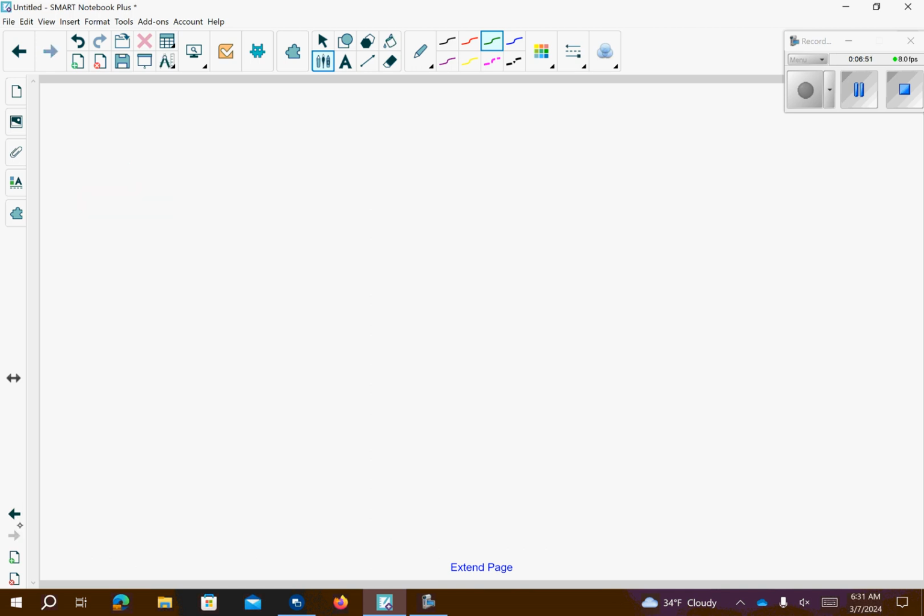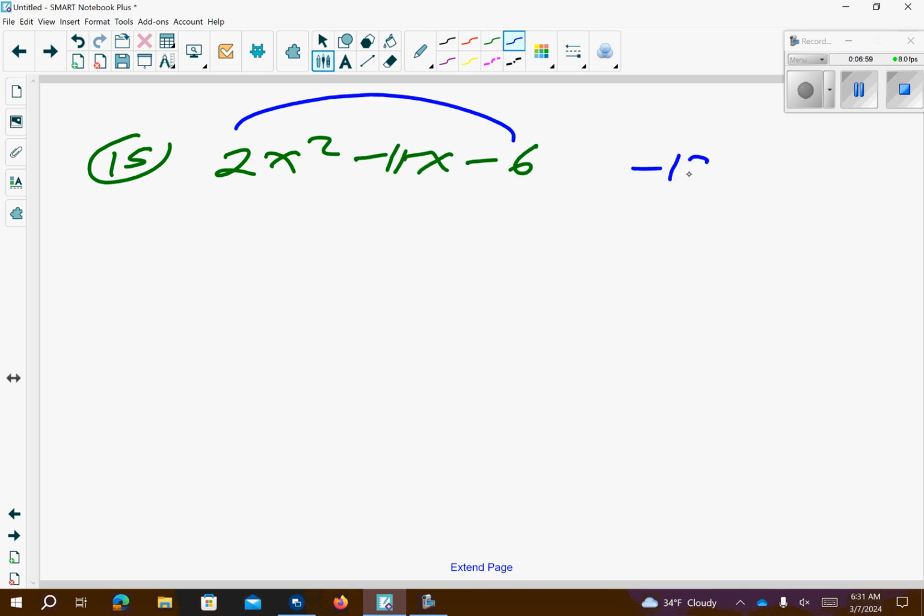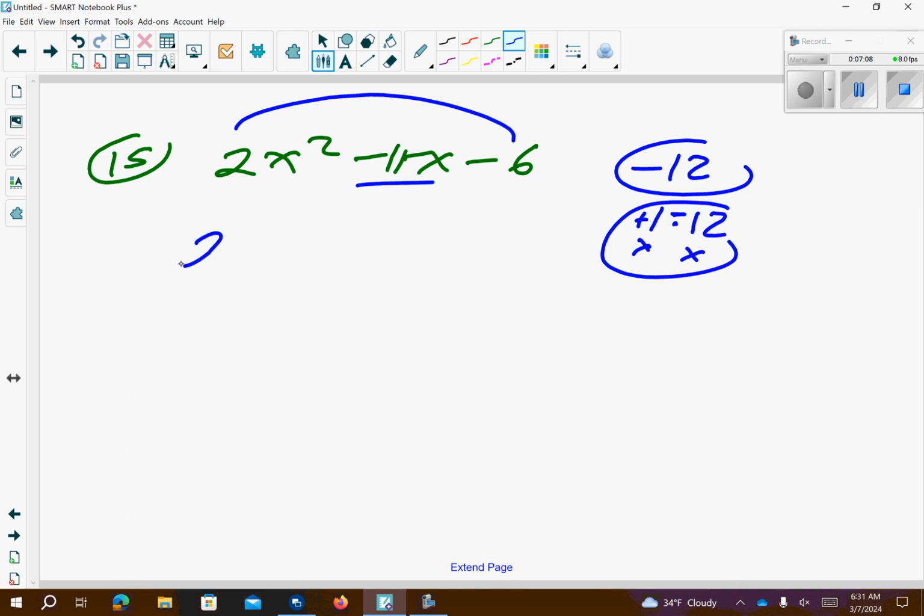Number 15, we get 2x squared minus 11x minus 6. That gives me a negative 12. And so 1 times 12 is going to work. Make that negative 12 a positive 1.